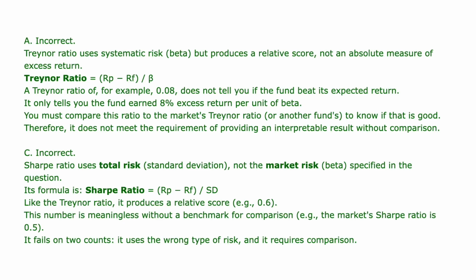A. Treynor ratio uses beta, but produces a relative score, for example 0.08. It requires comparison to market or other funds to interpret, cannot be used alone. C. Sharpe ratio uses total risk, not market risk specified, and also produces a relative score requiring comparison.